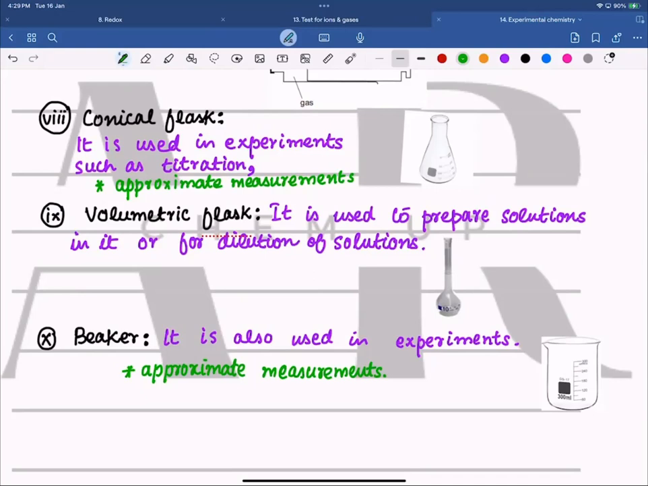So the names of these apparatuses are very important. Sometimes the examiner gives you different pictures and you have to identify and label the apparatuses. Normally students get confused between the volumetric flask and the conical flask. I think besides these two, the rest of the apparatuses are much more familiar.